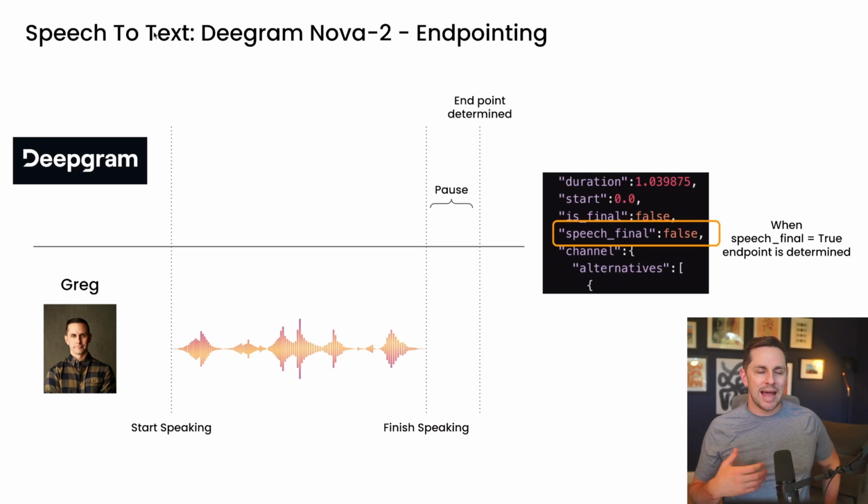And so what it does is it has a flag within the response that says speech final. So while you're speaking, it's gonna say speech final equals false, but when you actually get the final data back after it's determined an endpoint, it's gonna say speech final equals true, and then you know you can go and continue on with the rest of your app, which is nice.